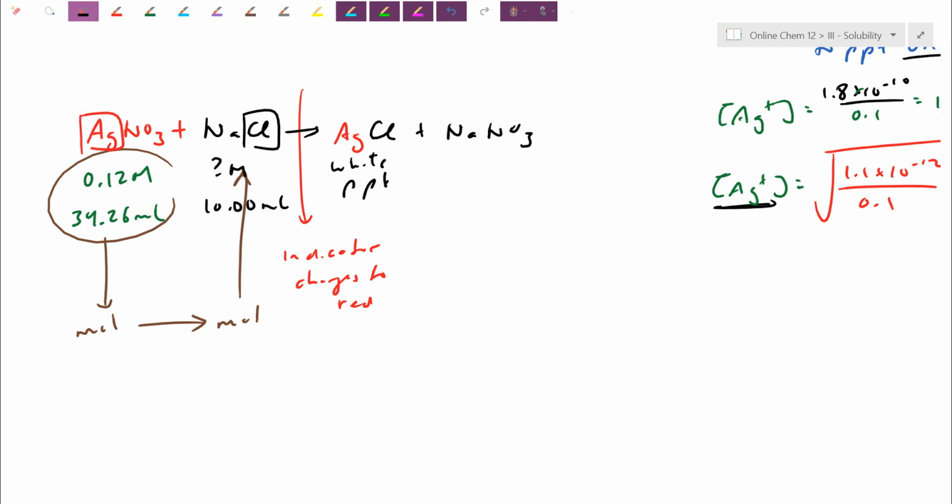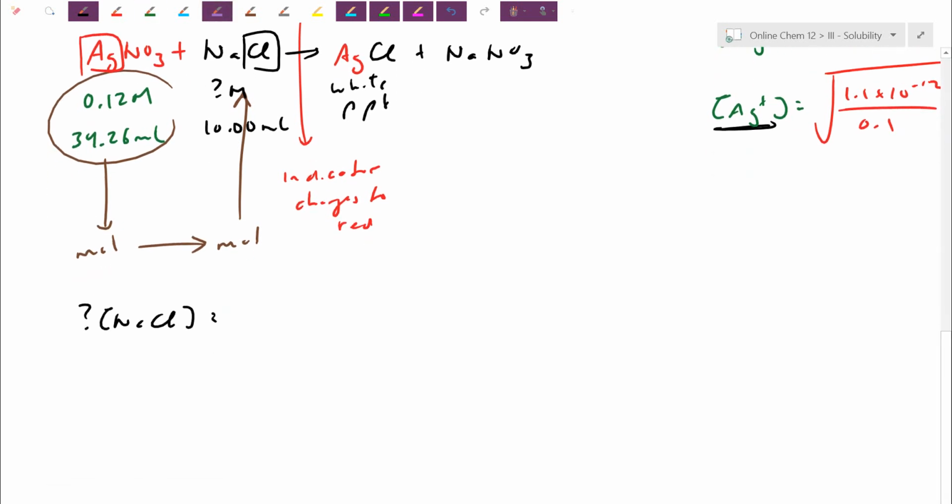So we can actually do that all in one step here. Let's find the concentration of NaCl. Let's start off with the volume. I do want to convert that to liters. So 0.03426, this is liters of my HNO3.